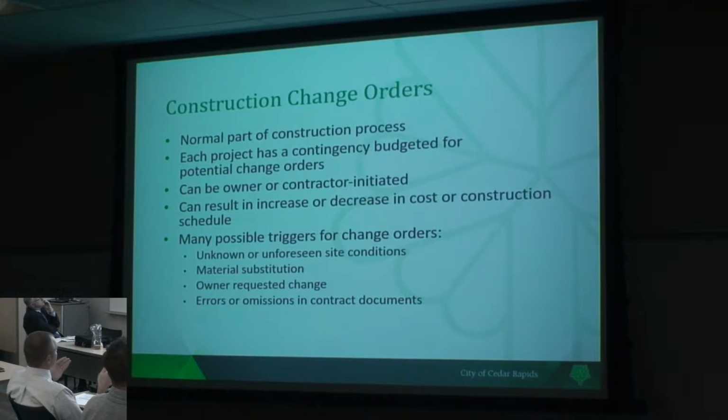And there's all kinds of triggers. There's four of them listed here that are more of the common triggers that we see. Unknown or unforeseen site conditions, very common, especially with underground infrastructure. A lot of times we don't know what we're getting into until we actually put a bucket in the ground and expose what's underground. Material substitution is another one. An owner requested change, we talked about that. And then the other one is errors or omissions in contract documents, which is when there's something that we missed in a contract document and we need to add it to the project in order to complete it.